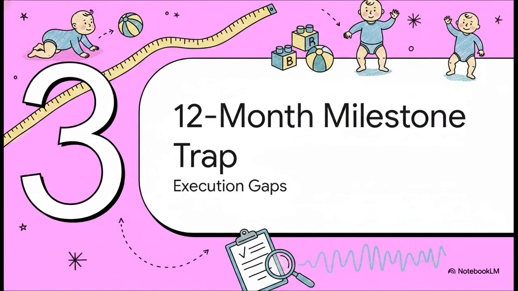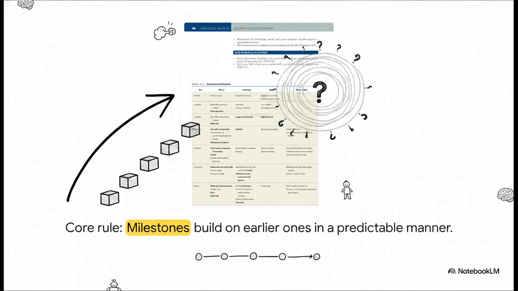Moving on to part 3, the 12-month milestone trap. Let's look at some execution gaps. Okay, you probably know the core rule of pediatric milestones. Each new skill is built on an earlier one in a highly predictable way. Kids rarely just skip a step, but there is one specific timeline where the diagnostic lines get really blurry for a lot of practitioners, and that happens right at the 12-month mark.